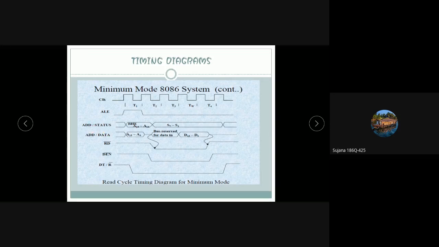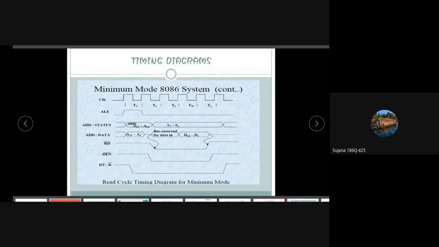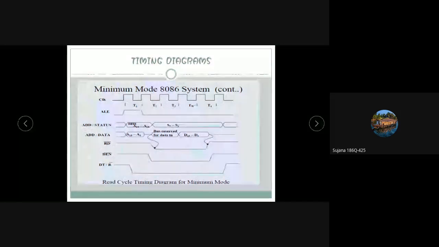Next, the address and status lines. This is your address line. At time t1 there will be address. ALE will activate the latches, and the latches will get the address. At time t1 only the address will be available, and the remaining times there will be no address. At the remaining times it will work on data. Since the address and status lines are multiplexed, whenever the address is high, there will be no status. So status is low.